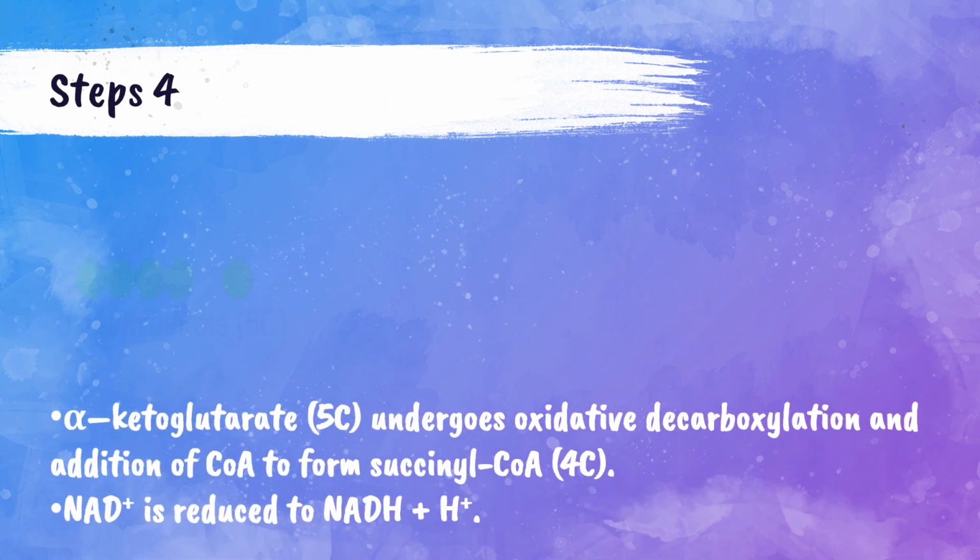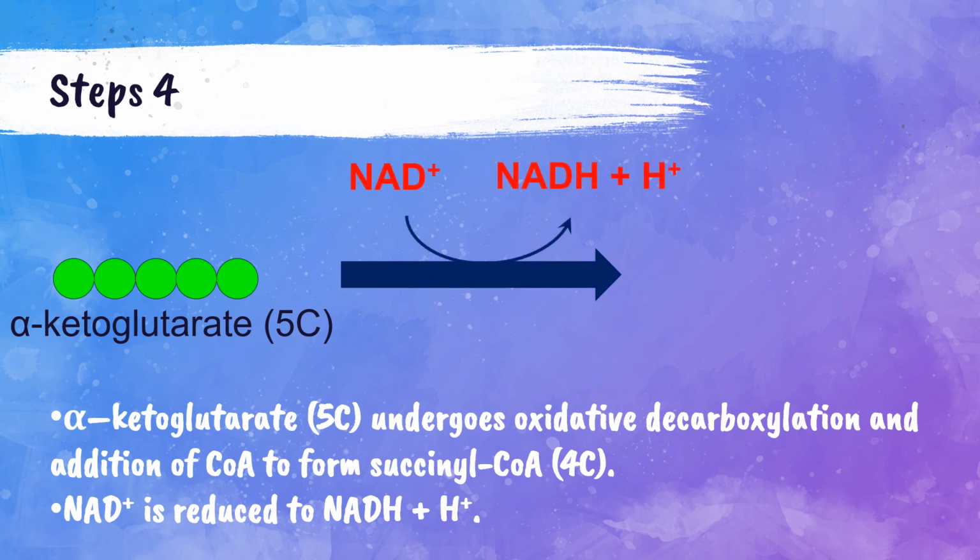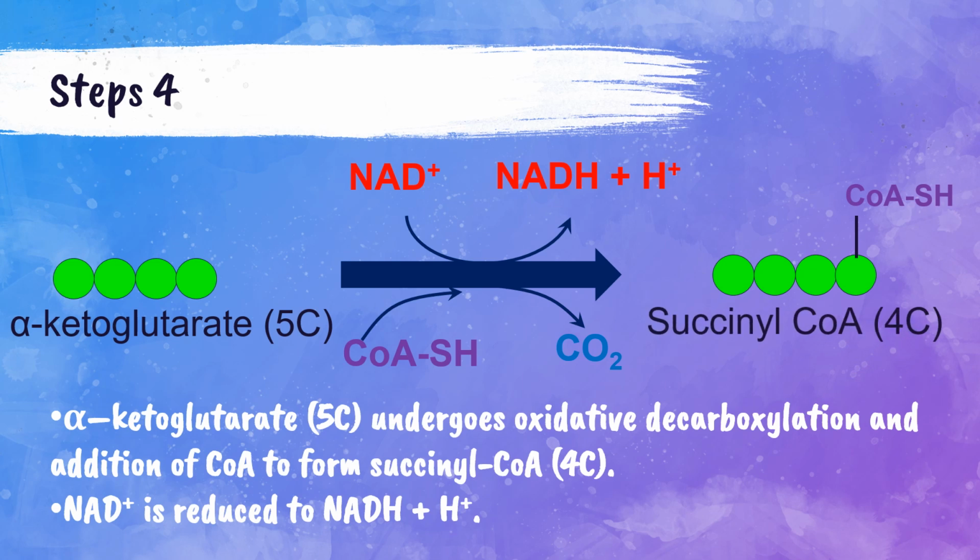The fourth step is similar to the third. In this case, alpha-ketoglutarate undergoes oxidative decarboxylation, reducing NAD positive to NADH and hydrogen ion, and also releasing a molecule of carbon dioxide in the process. The remaining four carbon molecule picks up coenzyme A, forming the unstable compound that is succinyl CoA.